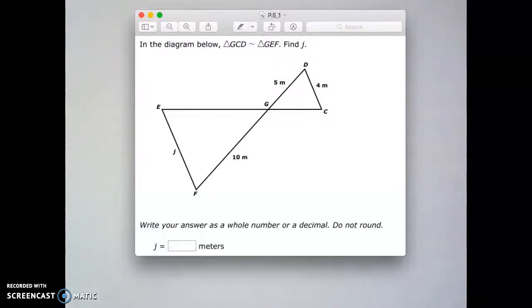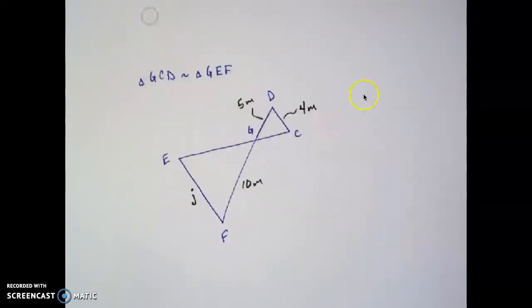Here we're still using similar triangles, now doing some finding indirect measurements. On this one we are given our two similar triangles, GCD and GEF, and we're finding segment J based on the given information. As I do something like this, one thing I'm going to look at is the way this is written.